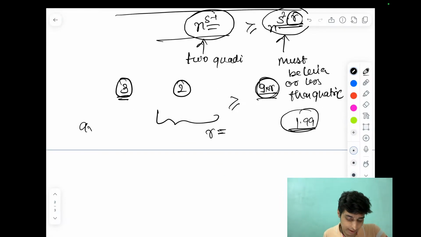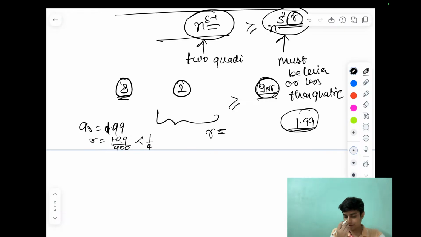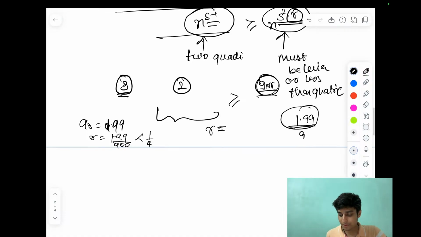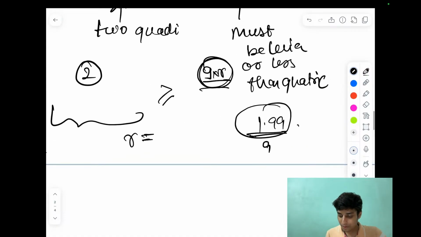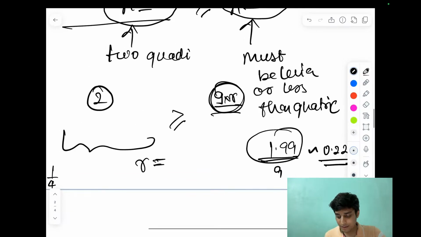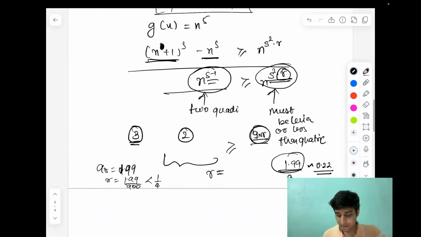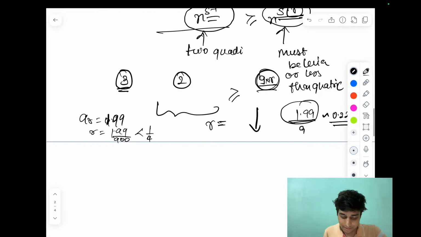So if I say that 9R equals 0.199, and R is 199 upon 900, it's still less than 1 by 4, 0.25. Because 199 by 900 would be approximately equal to what? 0.22, and still less.